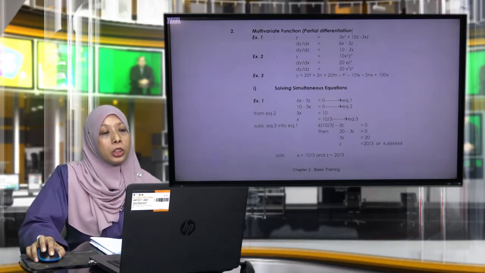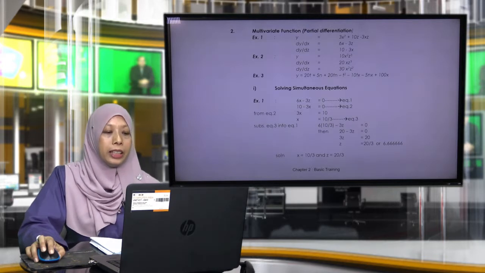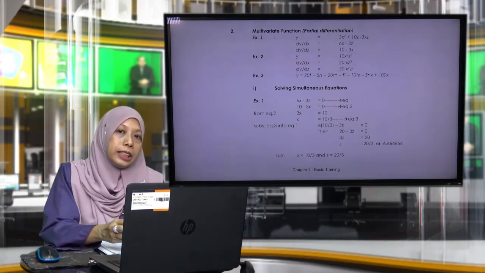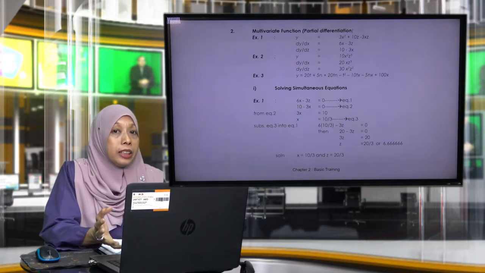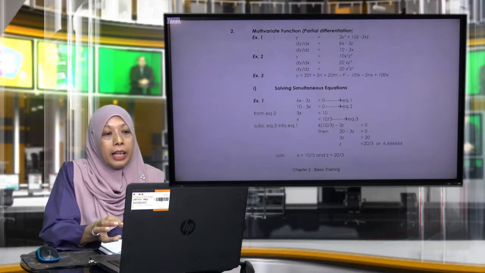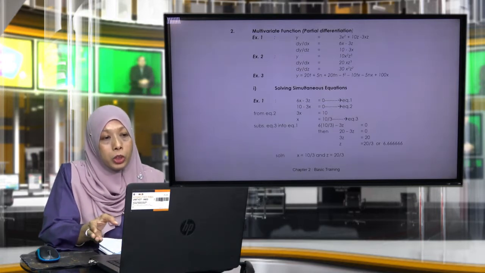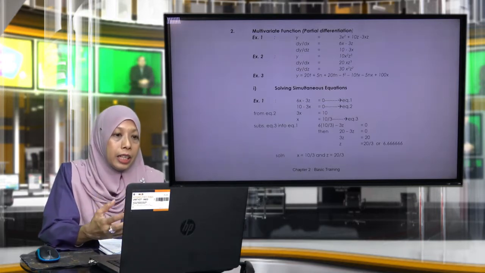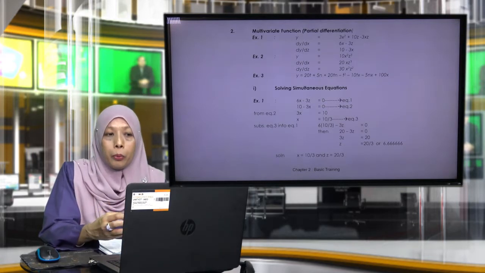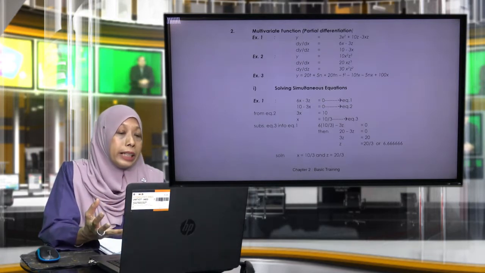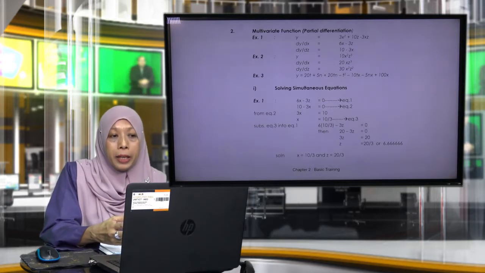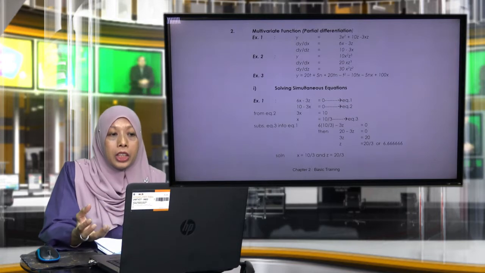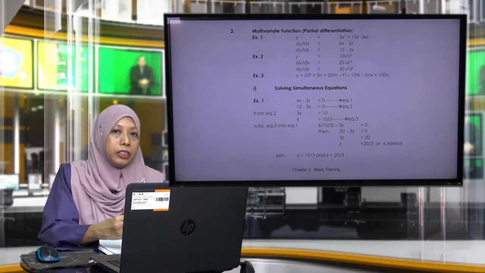So far we have already looked at the partial differentiation technique. We have learned how to differentiate a univariate function. That's the first part of the differentiation technique which I have taught you. And then I have also shown you how to differentiate a function which has more than one independent variable, in this case, a multivariate function. Bear in mind that for a multivariate function, you need to use partial differentiation.